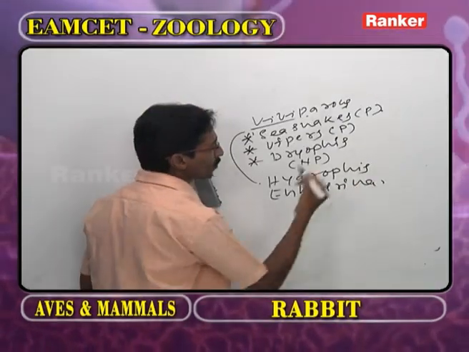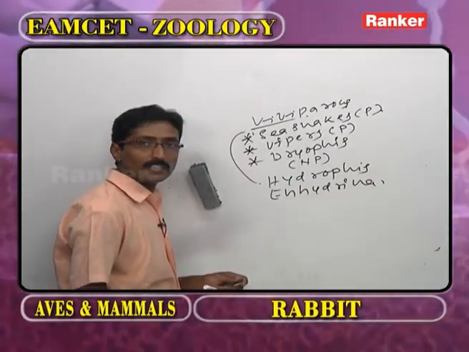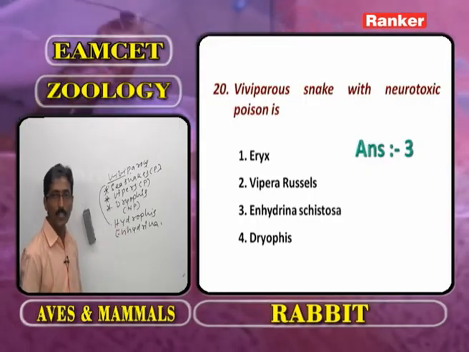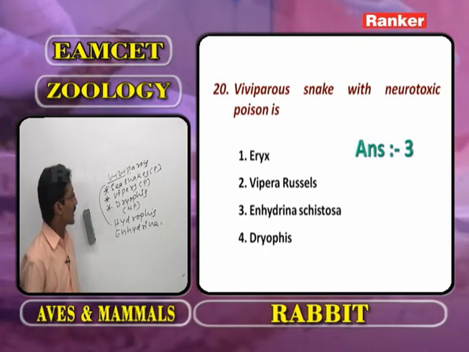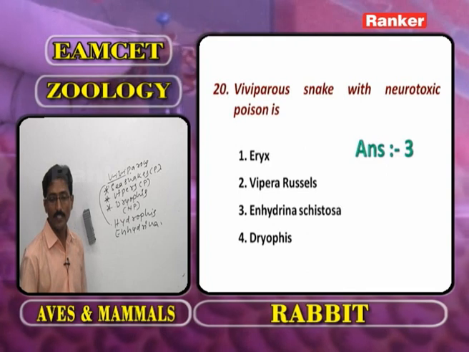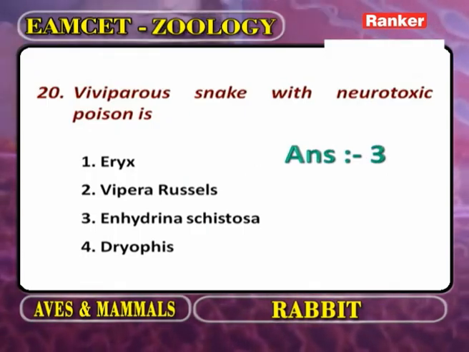Now you observe the question. The option given for this question is Enhydrina. Enhydrina and Hydrophis both are sea snakes. They are viviparous. Their venom is neurotoxic. Now we go for the next question.